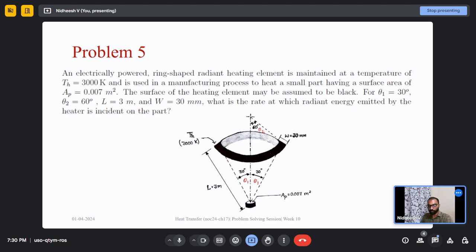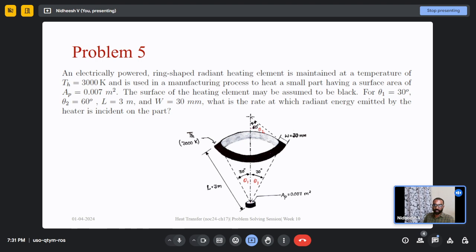Okay, we have a ring shaped heating element, that is this part, powered by some electricity. It is a heating element emitting radiation at a temperature of 3000 Kelvin. This thermal energy, heat energy, is used to heat a part that is at the bottom shown here.